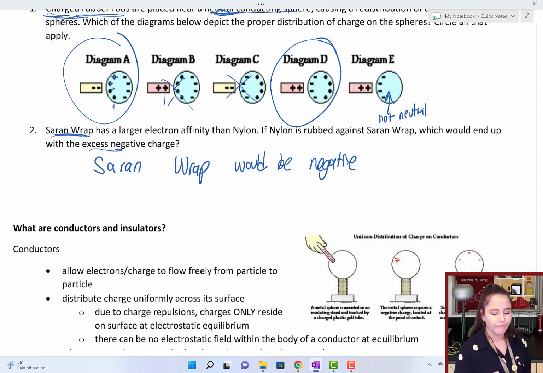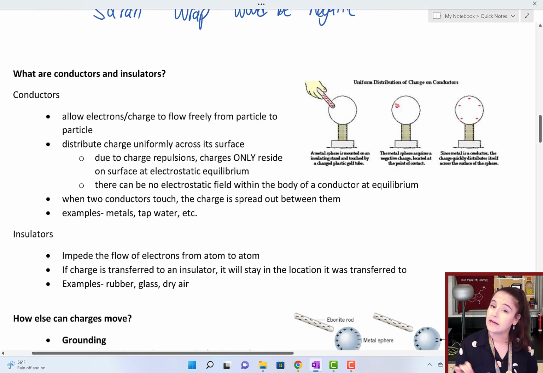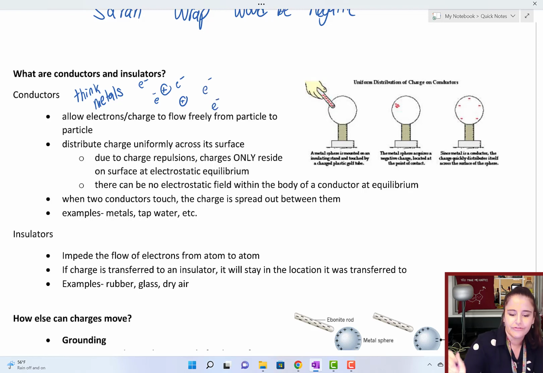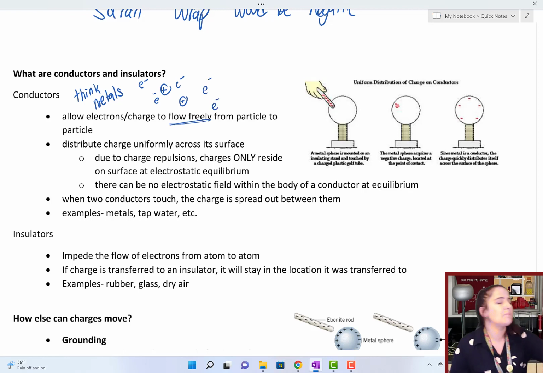Okay, cool. Which brings us to conductors versus insulators. When I say conductors, think metals. And if you remember from a chemistry class, metals have these positive ions in a sea of negative electrons, and they are free to flow. They flow freely from particle to particle, and the electrons can go wherever they want within the substance.